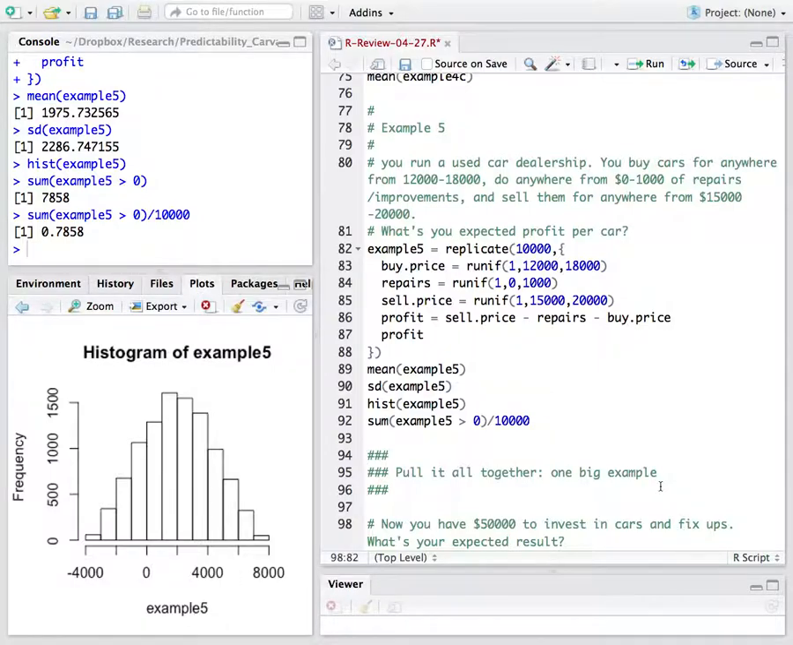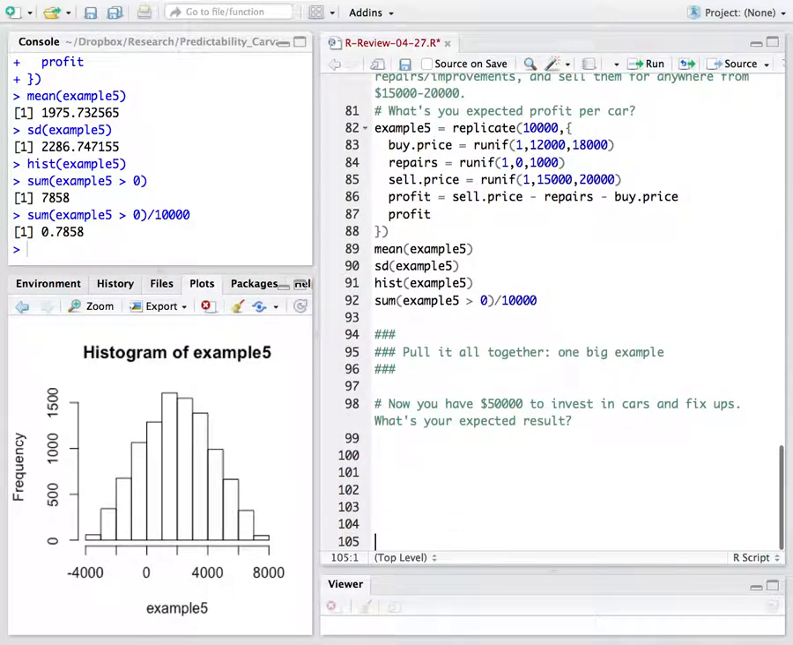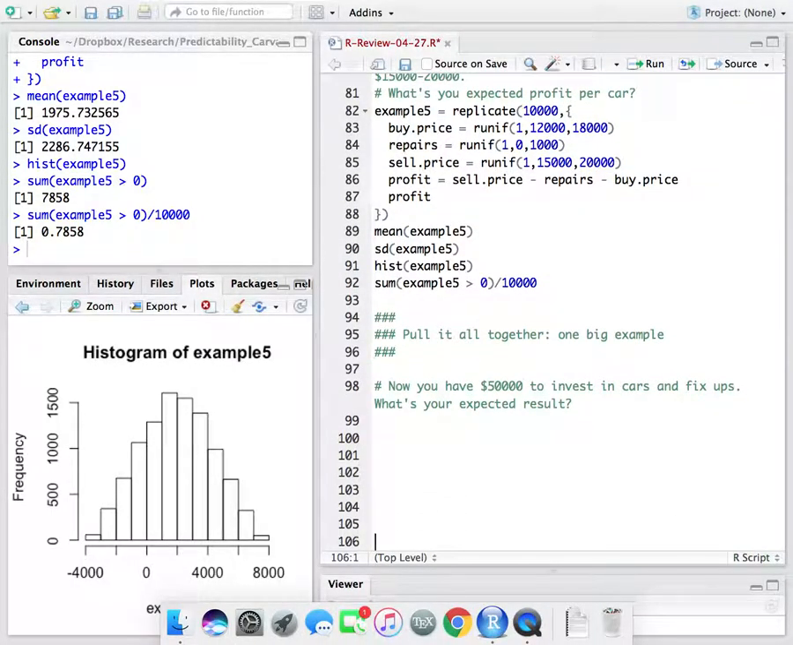All right. For our last example today, it's actually a problem to work on. Let's say you only had $50,000 to invest. What's your expected result as a used car dealer? So in other words, you need to go buy so many cars.